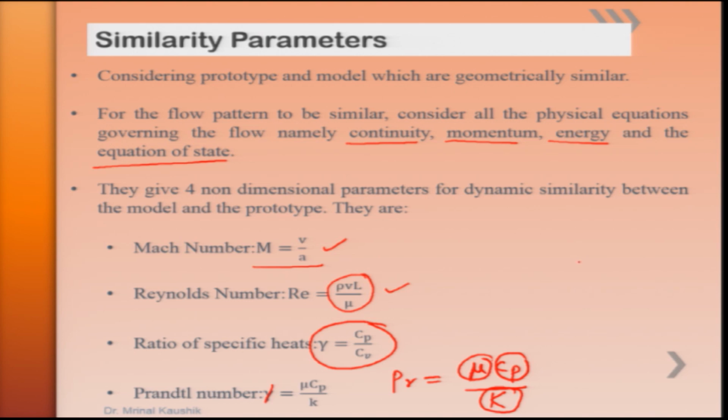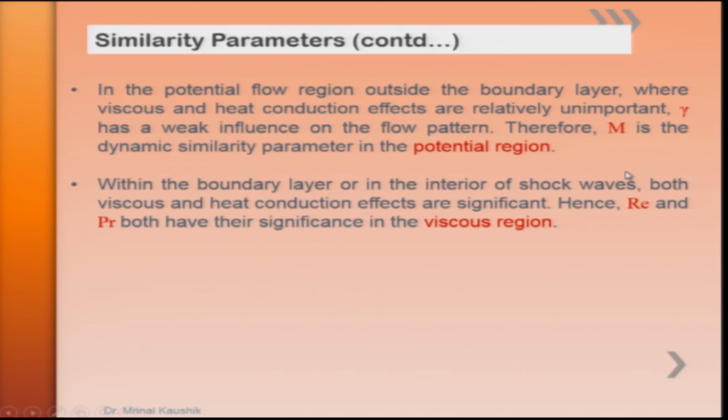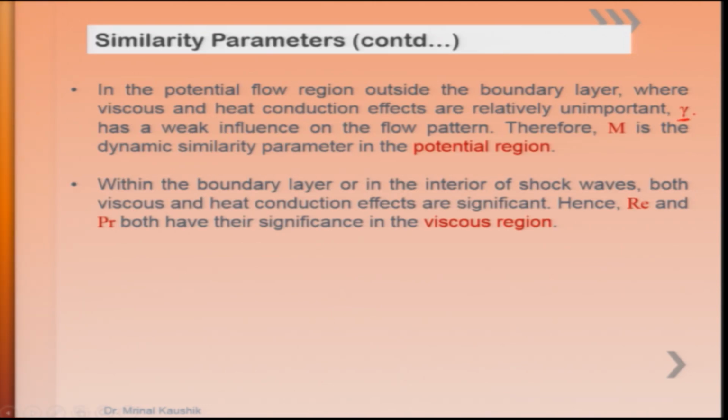Now, since any flow model, like an aircraft or a spacecraft, is kept under the flow situation, a boundary layer will always grow over its surface. That means there are two regions: an inviscid region outside the boundary layer, and inside the boundary layer, the viscous effect. In the outside region, which is also termed the potential region, the heat transfer effects are not that important, and hence gamma has a very weak influence.